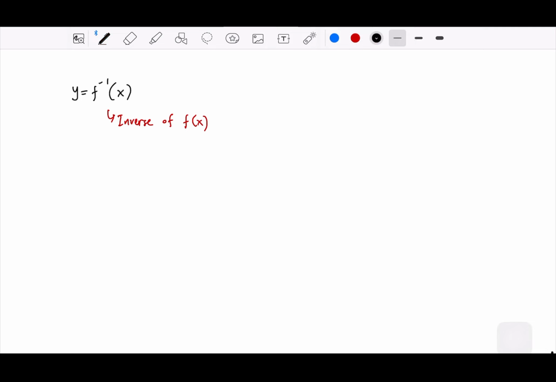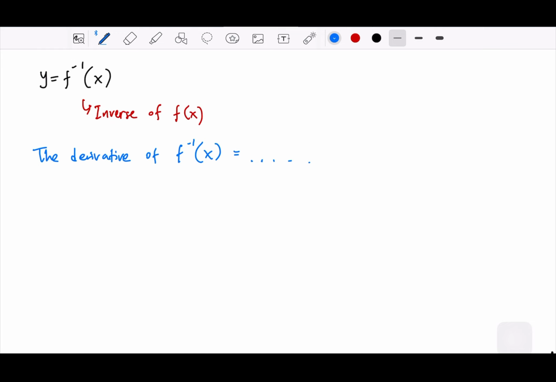For starters, let's say we have an inverse, f inverse of x. If we would like to know the derivative of the inverse, how could we make this work in our differentiation?